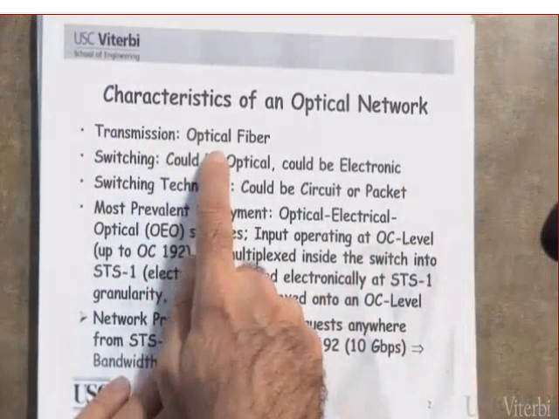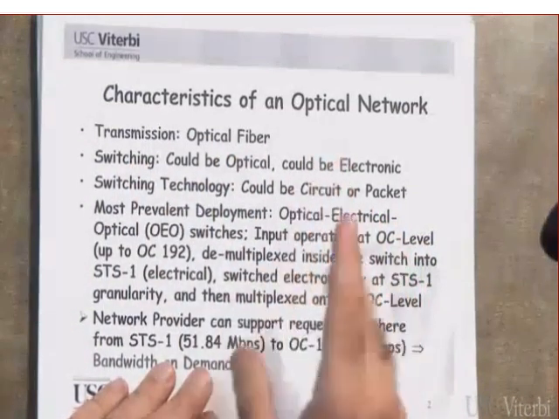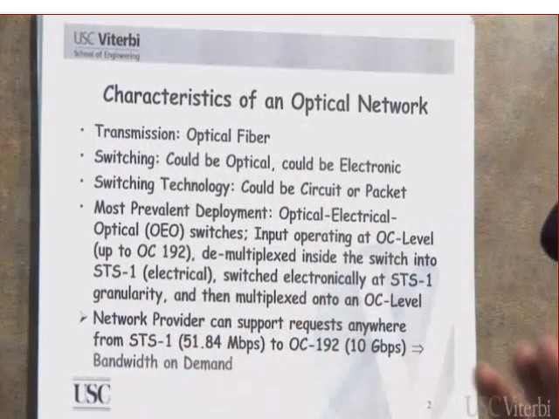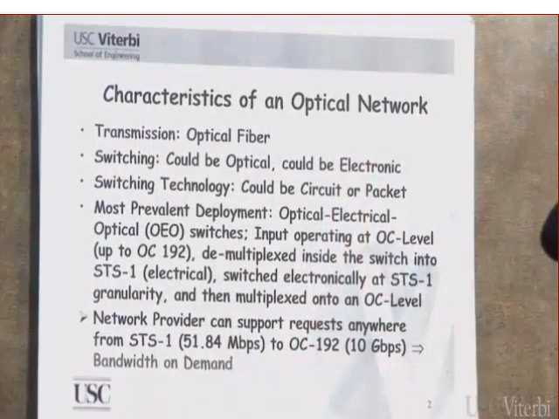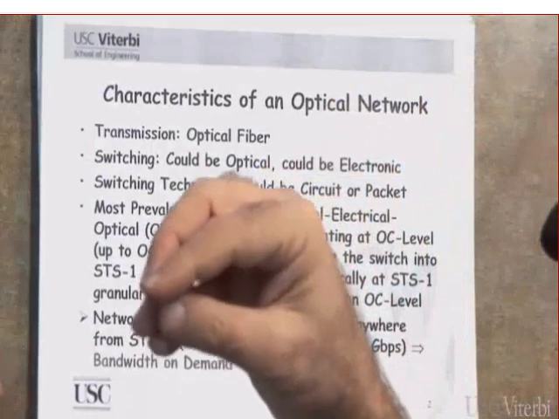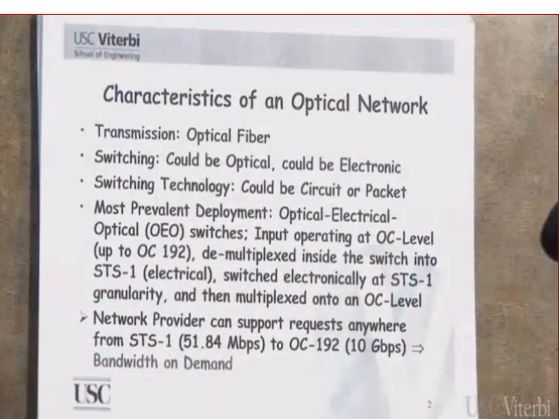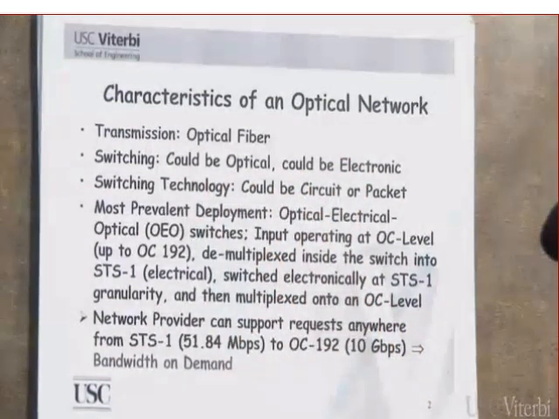The transmission is optical fiber. The switching could be optical, could be electronic. Currently, most of them are electronic. But the trend is toward replacing everything by optical. Why is that? If the switching is electronic, it means when the optical signal comes over the fiber, it needs to be converted back to electrical, gets switched electronically, are you following or not? And then converted back to optical. They wanted to eliminate that conversion from optical to electrical, electrical to optical by using what is known as optical switching. We will see that shortly.